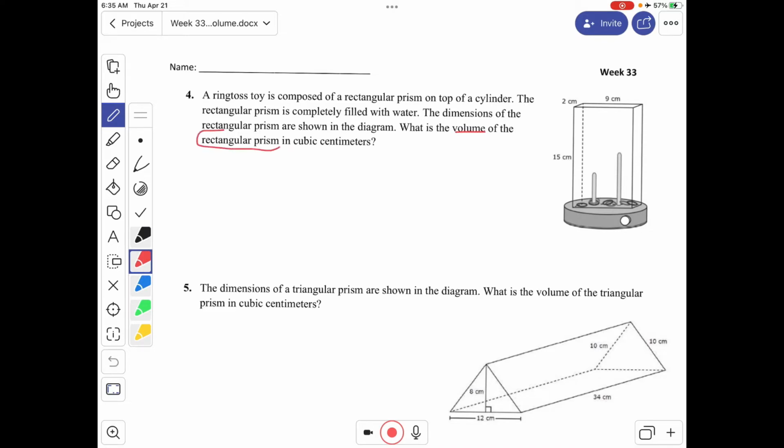So we want the volume of a rectangular prism. Start with the formula: area of the base times the height. The shape of the base is going to be a rectangle. Says so in the name, so I need to plug in the formula for a rectangle times the height of the prism. There's the base, and the height will be the distance from the base to the other base.